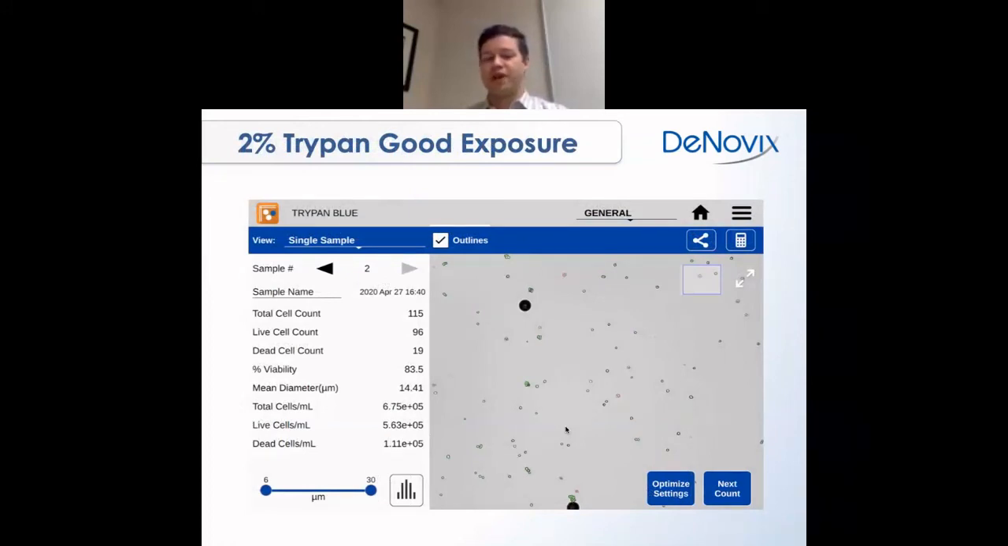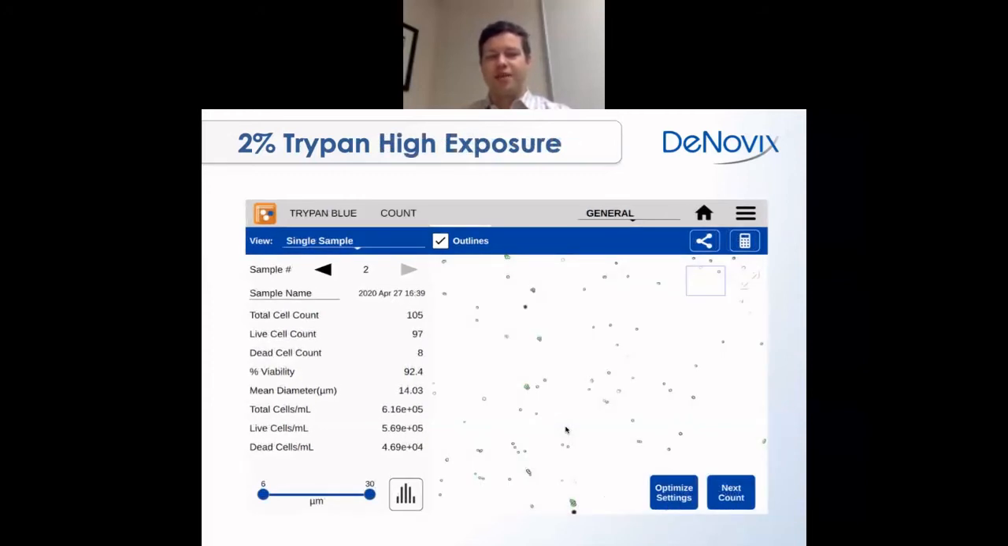Exposure is also very important for trypan blue. Here you have a correct exposure, so you have a nice gray background, bright white cell centers, and sharp dark outlines around the live cells. And here you got a viability of about 85% and live cells per mil of about 600,000. With that same sample with the exposure set too high, your viability has now gone up to about 93%.